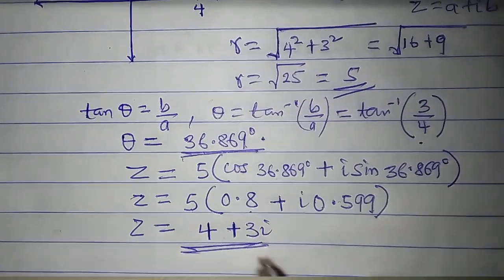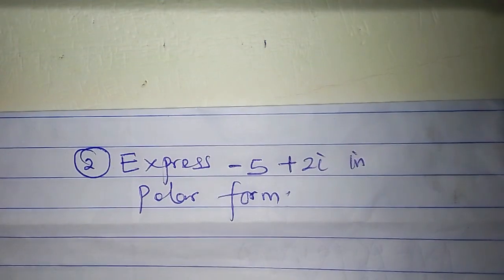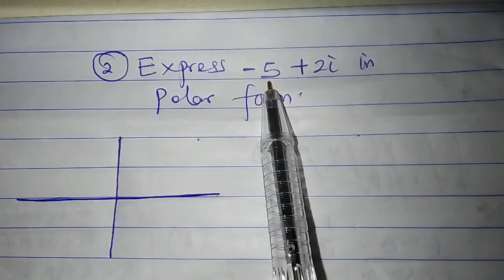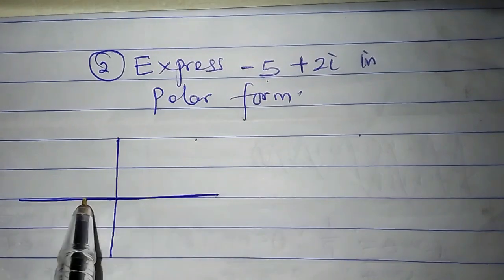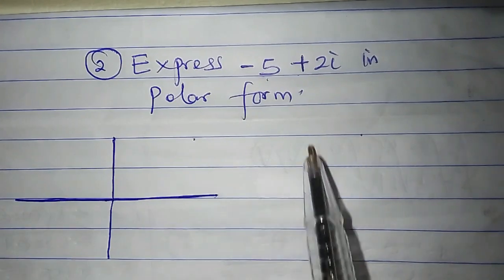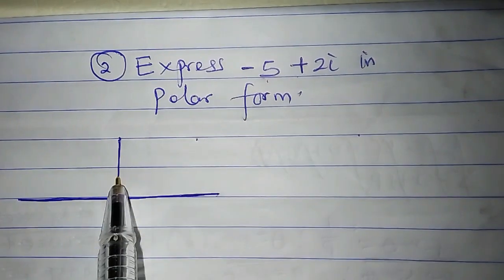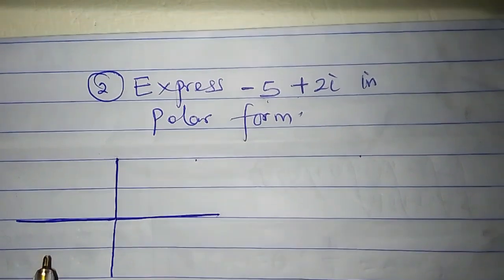Let's see the second example. Let us express minus 5 plus 2i in polar form. This vector is in the second quadrant. We have minus 5 plus 2i. The real part is negative. This is the negative real part. And here our imaginary part is positive. This is the positive imaginary part. So this is the second quadrant. Alright?